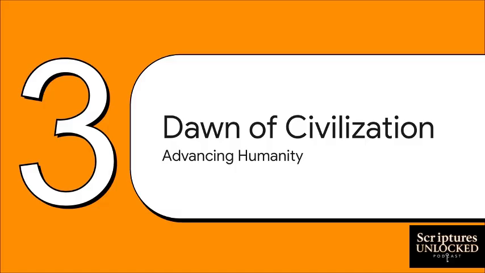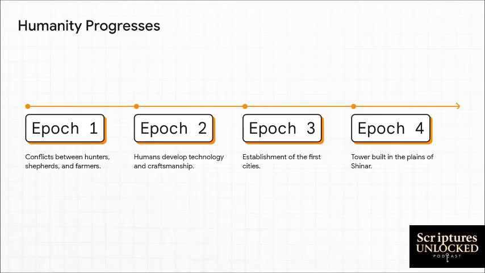That brings us to Section 3, the dawn of civilization. This text here records a rapid, honestly almost aggressive progression of early human ambition. In the first epoch, we start with gritty resource conflicts over land, hunters clashing with shepherds, shepherds clashing with farmers. This perfectly mirrors the historical shift to agriculture. Then, in the second epoch, humanity takes a huge leap into technology and craftsmanship. That leads straight into the third epoch, which is the birth of the very first cities.